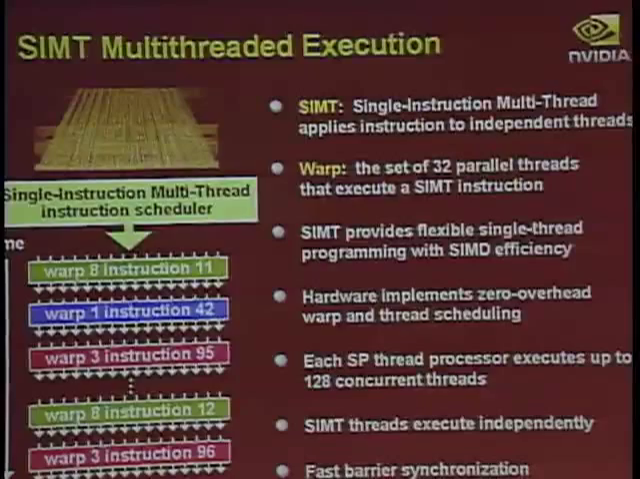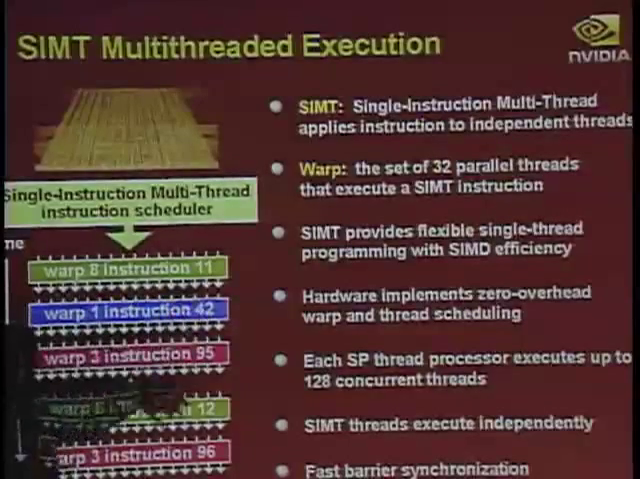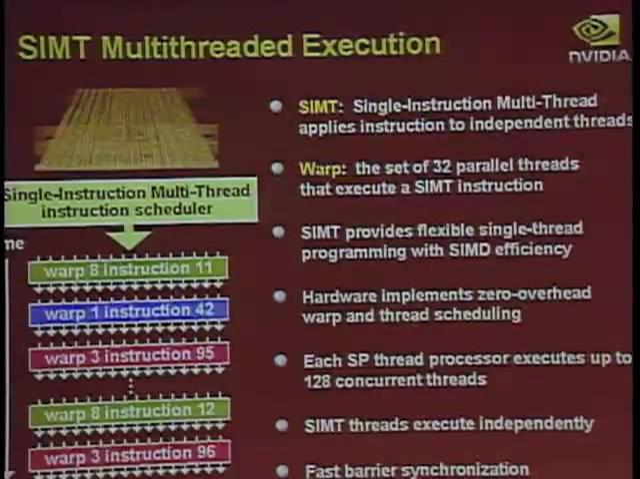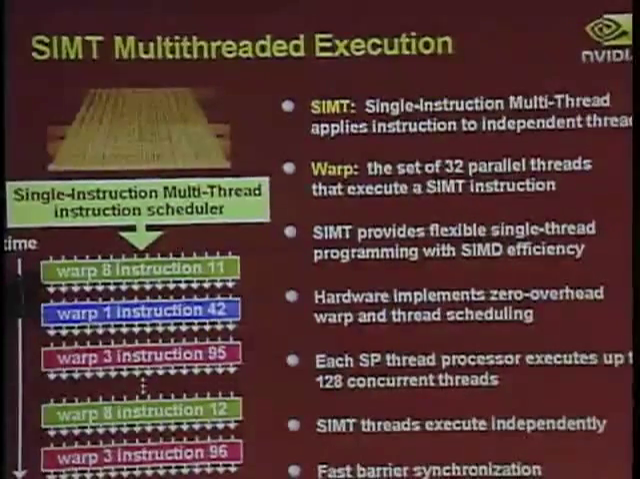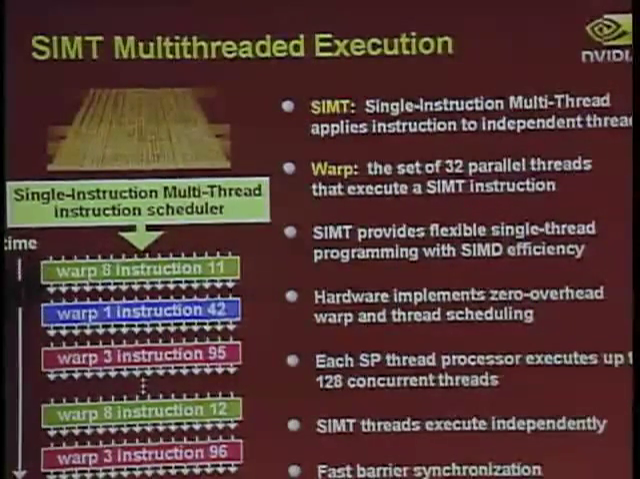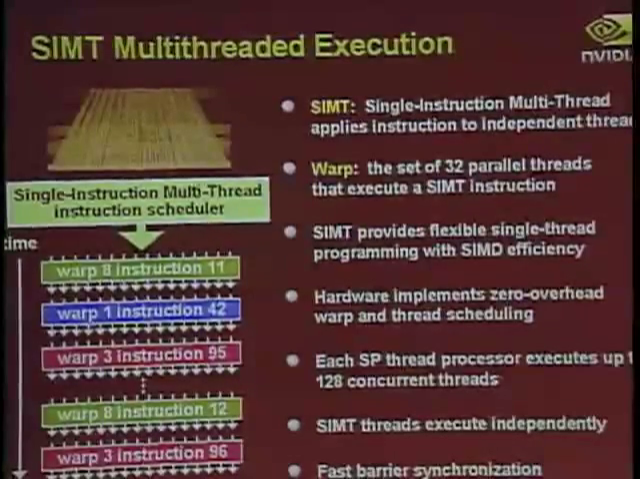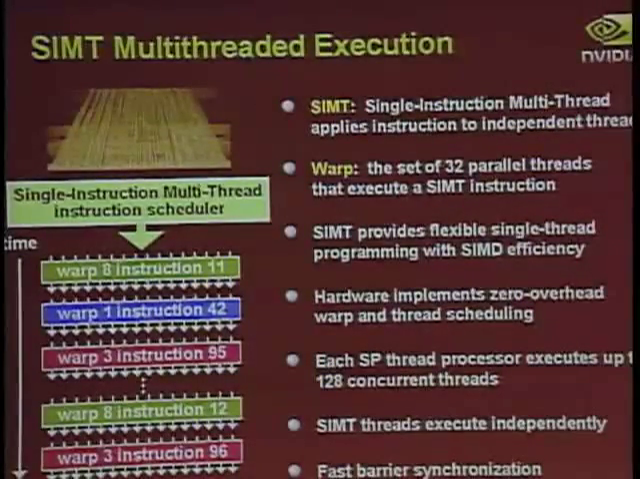A warp in this architecture is the group of parallel threads that execute the same instruction at a given time. It's like a SIMD architecture, in the sense that in a SIMD vector architecture, you specify a vector add, and all the lanes of vector A get added to the lanes of vector B, lane by lane. The difference here is we call this single instruction multi-threaded, to distinguish the fact that each of these threads is actually independent. They all have their own program counter. They can all branch independently.